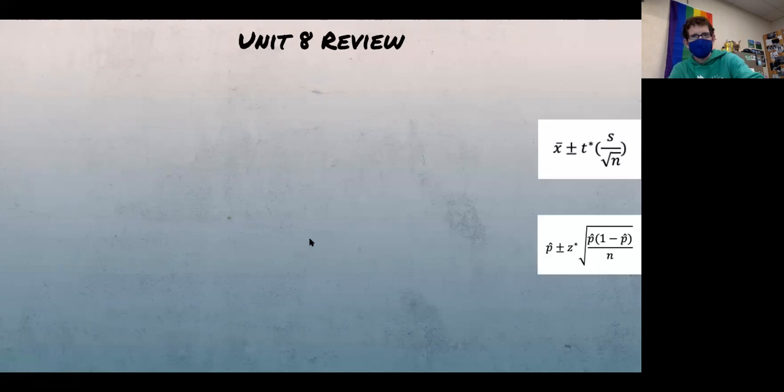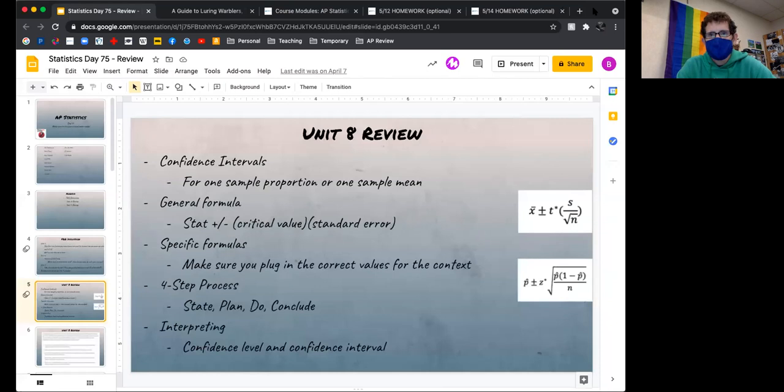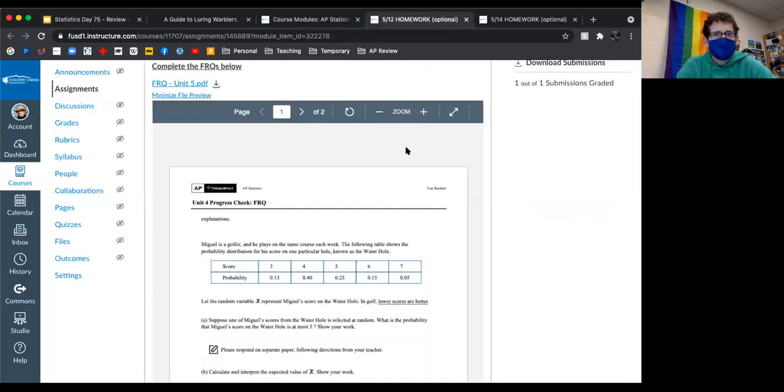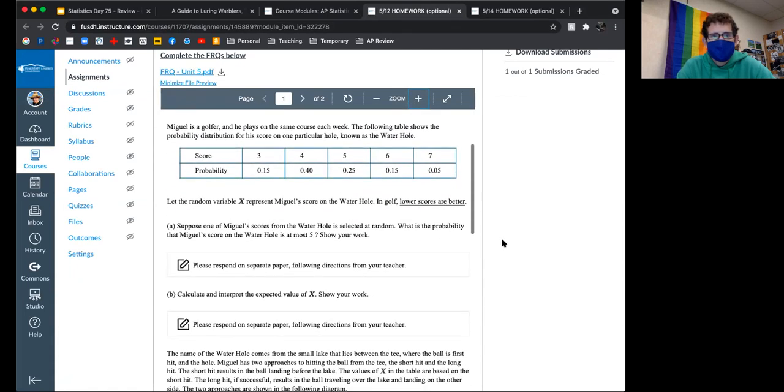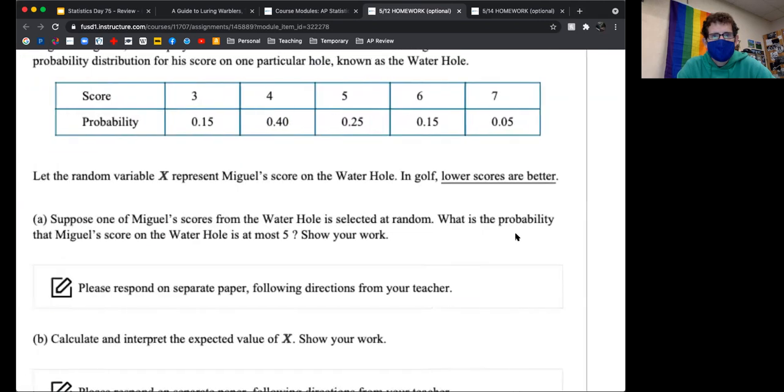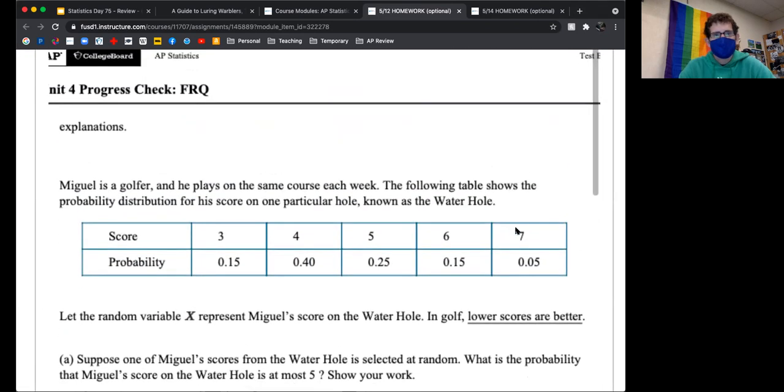Let me just get this part ready. This is Unit 8 stuff. We'll get it set up and ready to go. But Unit 5 FRQ looked a little bit like this. Okay. So let's look at this real quick.